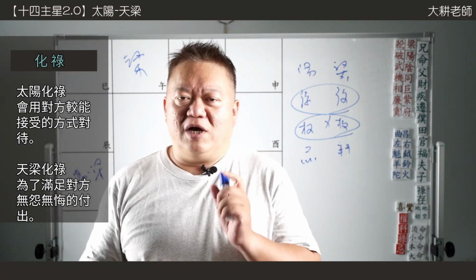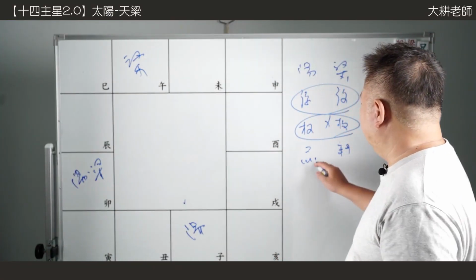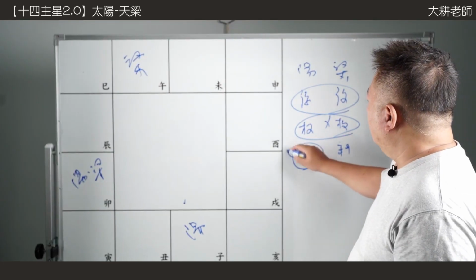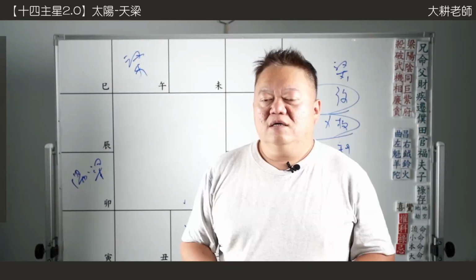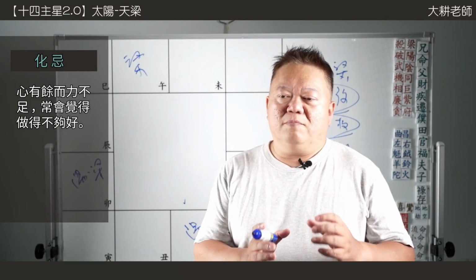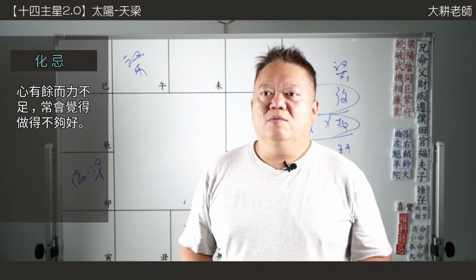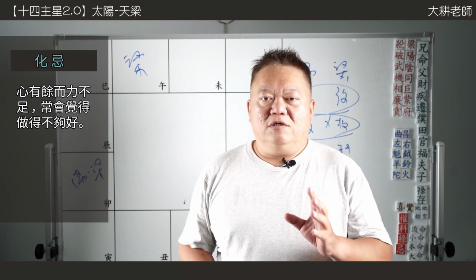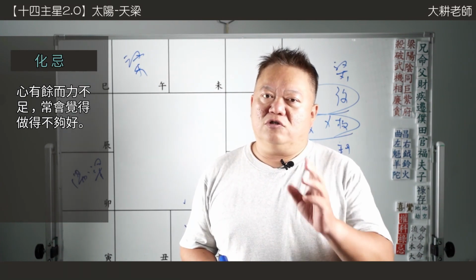With Hua Lu, both parties in the relationship are generally doing well. Hua Ji: in the case of Hua Ji, things are a bit worse than with Hua Quan. In reality, it might not be able to truly protect you the way the Taiyang star can, but it still wants to. It has this feeling of wanting to help, but lacking the ability. And then you might feel that what it's doing just isn't good enough.